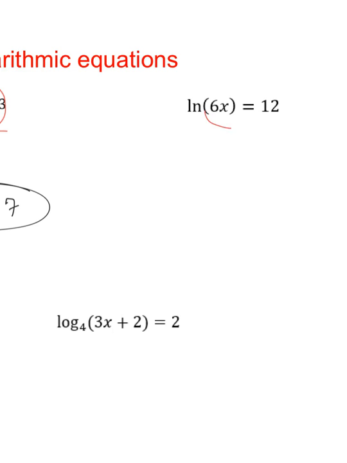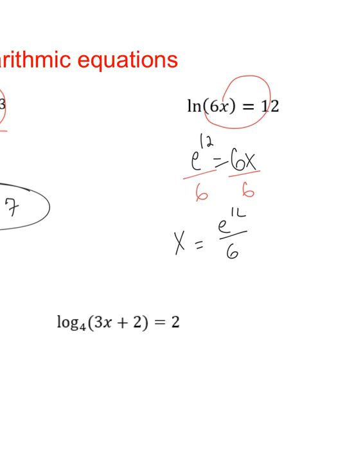All right, but when we swirl this, swirling it is a little bit trickier because we don't actually see the base in this natural log, but the base is e. So the swirl tells me e to the 12th power is equal to 6x. I can solve this by dividing by 6. Get x is equal to e to the 12th divided by 6, which is approximately 27.125.